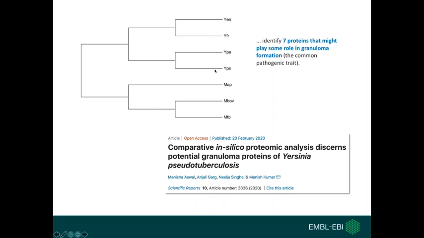4 species of Yersinia, 3 species of Mycobacterium, and by doing this analysis, they were able to identify 7 proteins that may play a role in the common pathogenic trait that these 2 different bacteria exhibit. So it's a very nice study. It was published earlier this year. So if anybody's curious about what these proteins are, you can go and have a look.